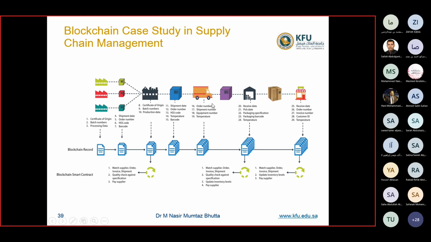For the transportation, again, all the same information is recorded and continuously monitored by the smart contracts, to check that all rules are being followed for the working of the system. And then the received data, the pick date when it was received by maybe the seller or the warehouse, and the package specification, barcode, and then at the end when it is available for selling, for example, the receive date, order number, invoice number. So all that information is there.